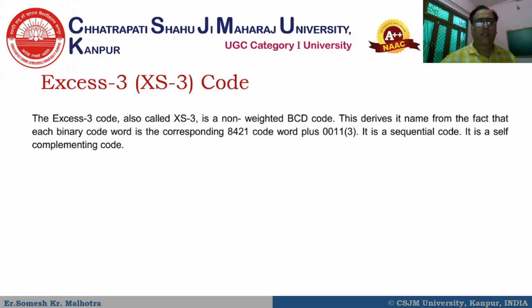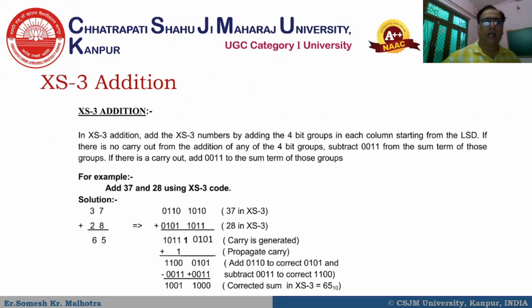XS3 code. The XS3 code, also called excess-3, is a non-weighted BCD code. It derives its name from the fact that each binary code is correspondingly the 8421 code plus 0011. It is a sequential code. It is a self-complementing code. In this case, the XS3 code is nothing but we are simply adding 0011, which is 3, to the 8421 code. Let us do an XS3 addition.